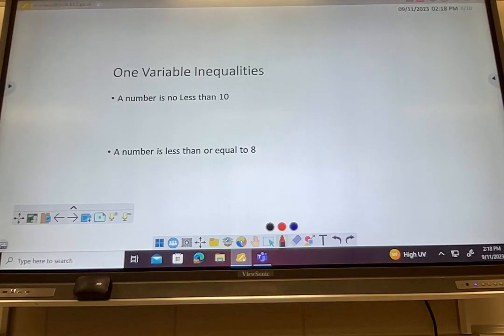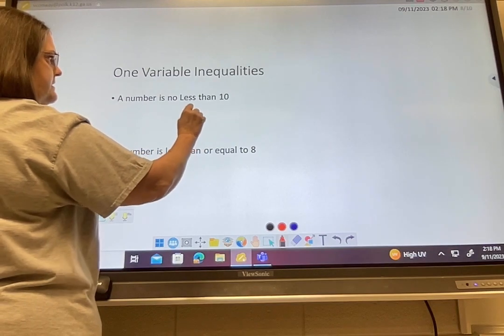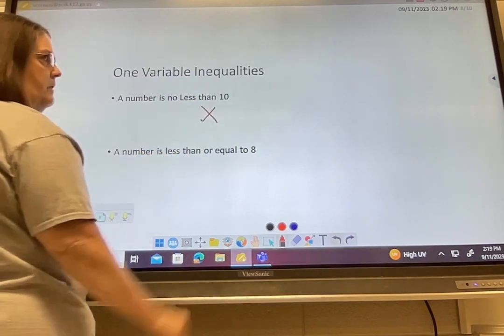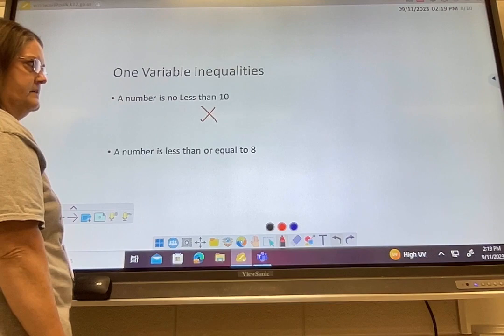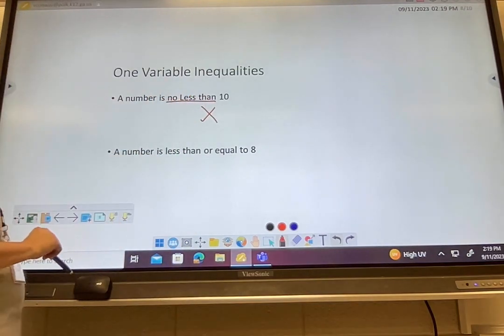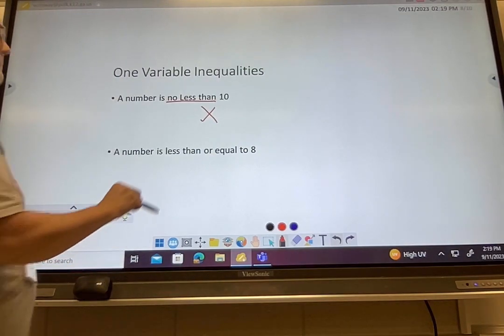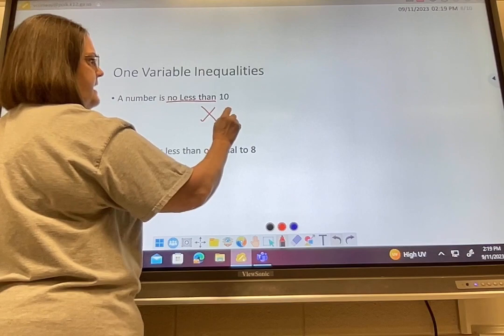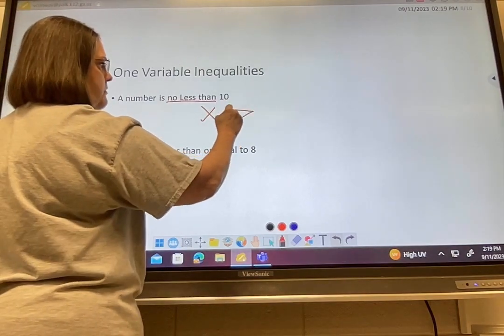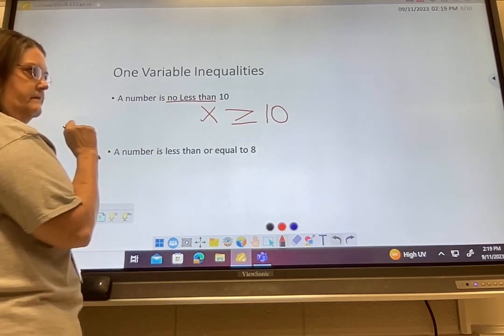One variable inequalities. A number is no less than 10. Some number is no less. Does that mean that it's more than 10? I know it's weird to say no less than, but you're going to have that graphic organizer that has those phrases on it and what they mean. But a number is no less than 10. That means that it is greater than or equal to 10. Its value is more than 10.